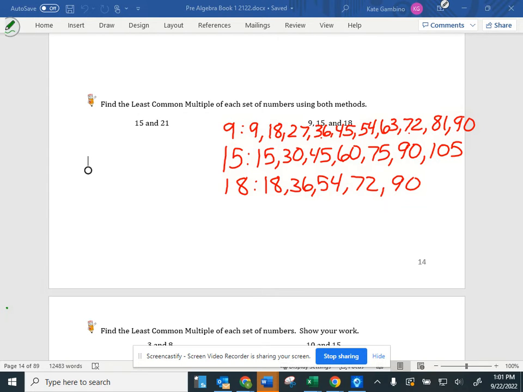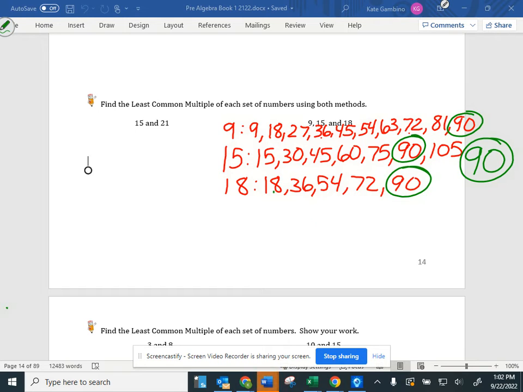So, now, I listed out multiples. What do I need to do? Priya? Find the common ones. Circle the common ones. Okay, well this one and this one have 18, but 15 doesn't have it, so I can't circle them. It has to be common with all 3 numbers. 36, nope. 54, nope. 72, nope. 90, 90, 90. It is a common, and it is the first common that we run into, so we know it is our least common multiple.